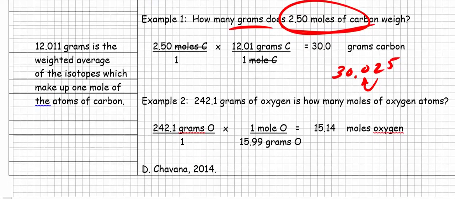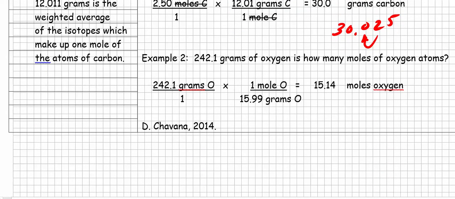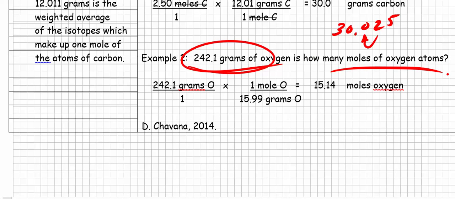Let's look at another example. This time we've got 242.1 grams of oxygen is how many moles of oxygen atoms, right? How many moles of oxygen atoms? I'm going to circle what I know and underline what I'm looking for. So I start with 242.1 grams of oxygen over 1 times 1 mole of oxygen per 15.99 grams of oxygen.